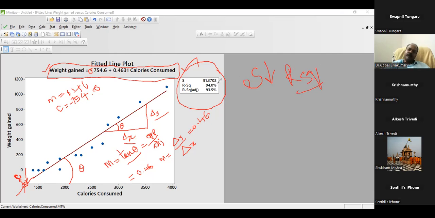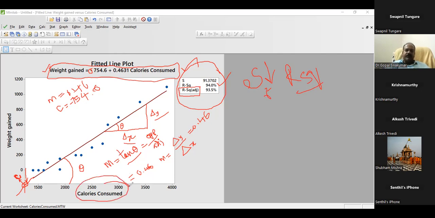How much is the R square here? 94%. This is what we calculated manually also, isn't it? And the adjusted R square talks about the significance of the factor. The factor you are studying, is it really a significant factor?